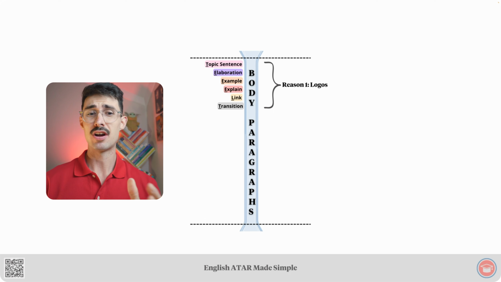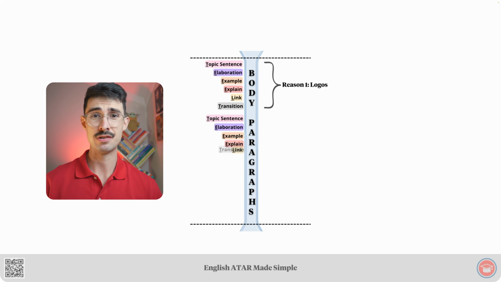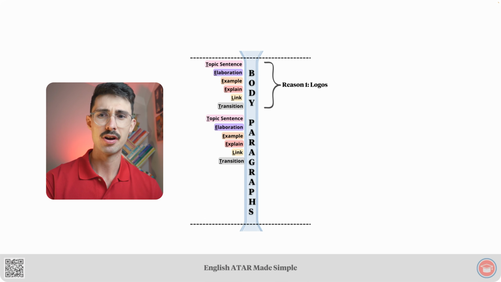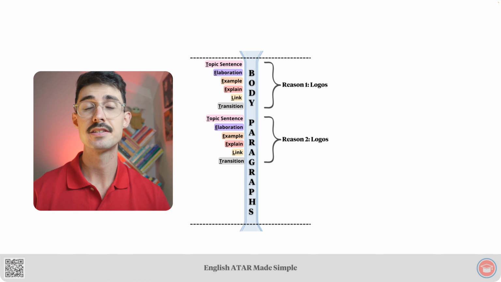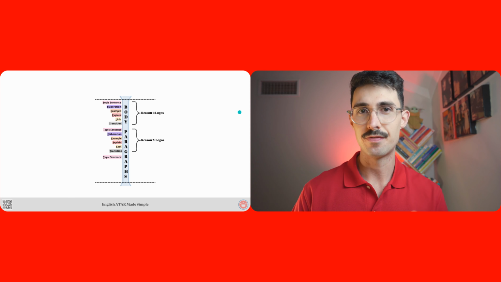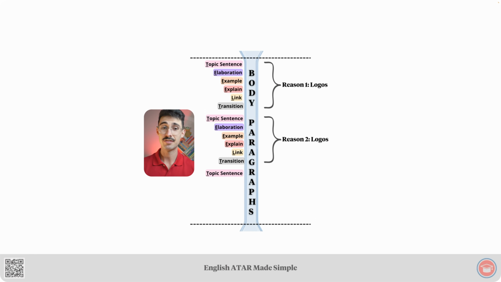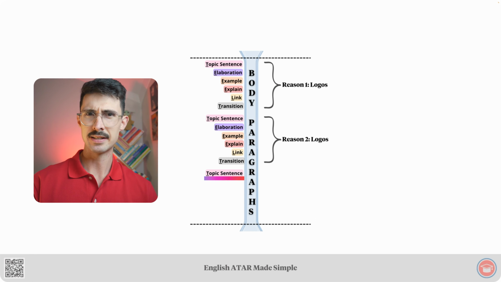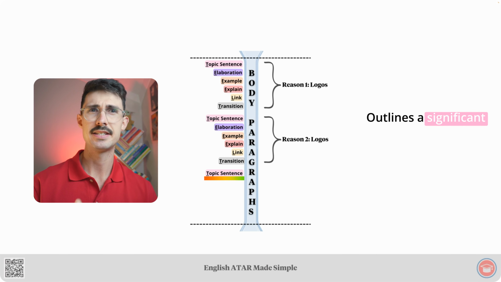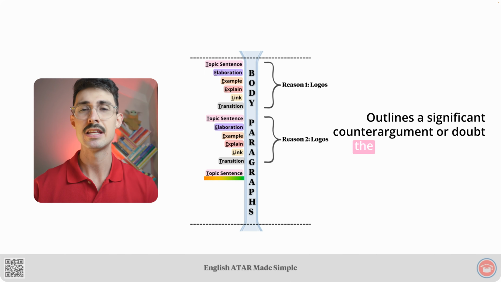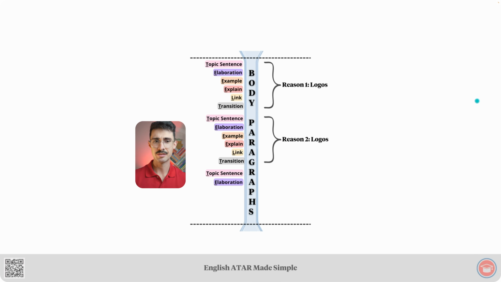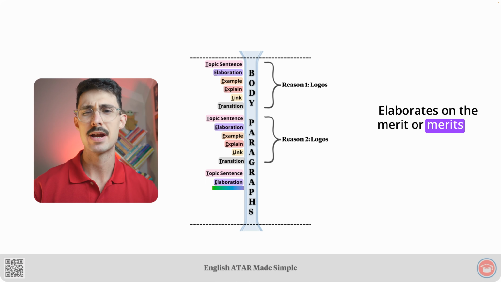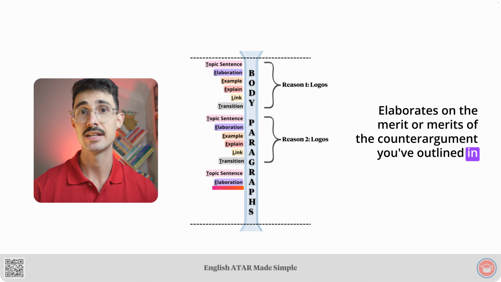As far as body paragraph 2 goes, it's basically a repetition of all those elements that come in body paragraph 1. Logos is the theme, same as body paragraph 1, and obviously this second body paragraph focuses on reason number 2. From there, we go to the third and final body paragraph. The first element of it is the topic sentence. This topic sentence in BP3 outlines a significant counter-argument or doubt the audience may have regarding your thesis. Then we move to the elaboration. This elaborates on the merit or merits of the counter-argument you've outlined in the topic sentence.